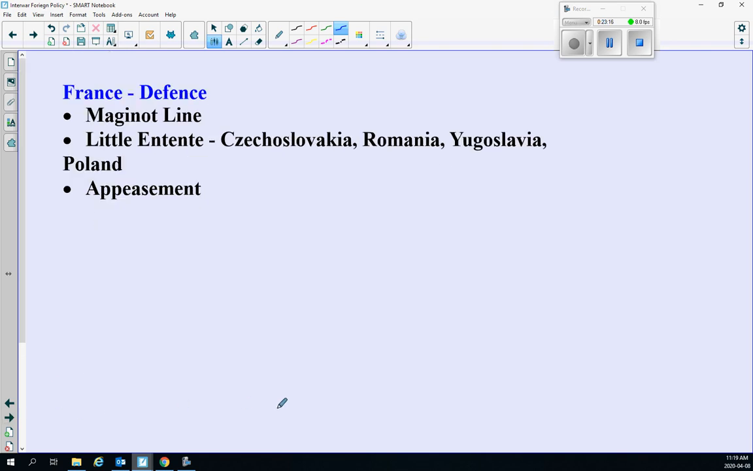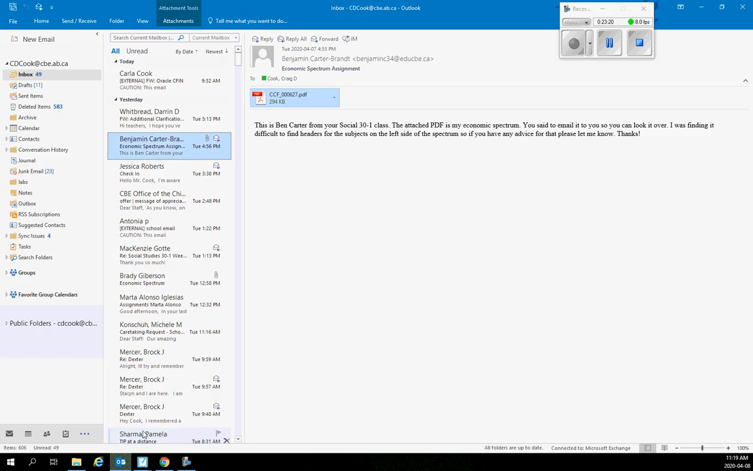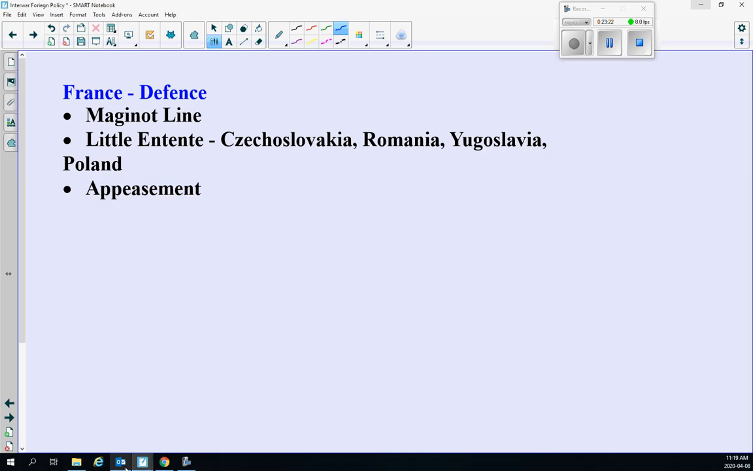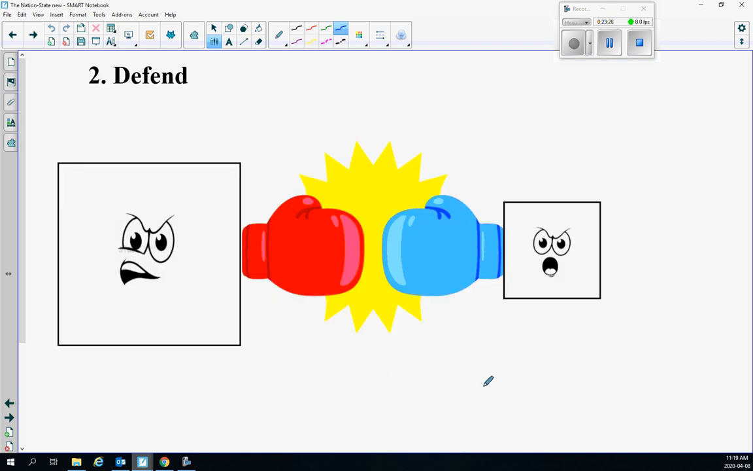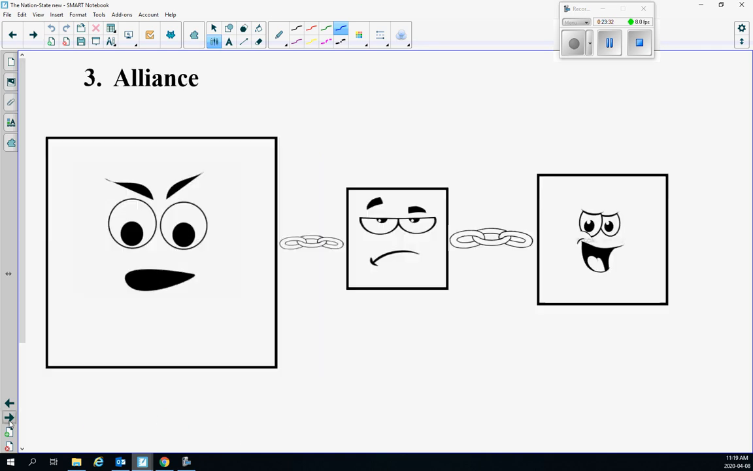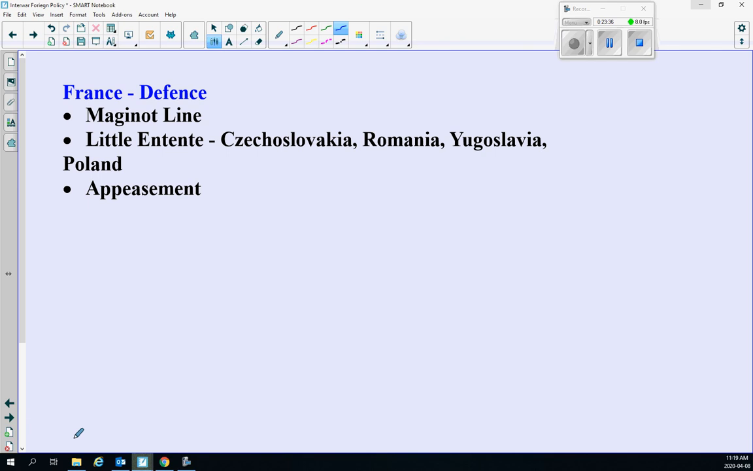The French had retreated into the policy of defense. So, in terms of choices a nation state can make, the French are forced to choose choice number two, which is defense, and they're also going to forge their little alliance as well to gain security for their nation state.